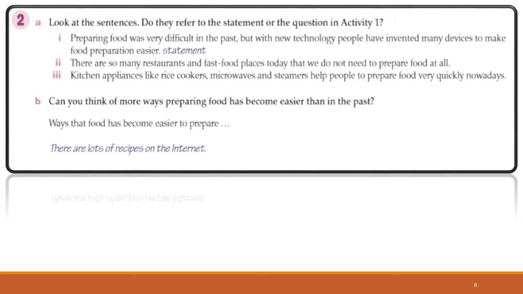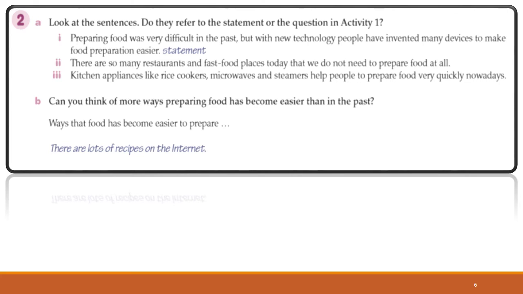I have here another example. Preparing food was very difficult in the past, but with this new technology, people have invented many devices, machines, appliances, to make food preparation easier. This one is a statement because of many reasons. It starts with a verb with ing, preparing food. It was very difficult in the past, but now it becomes easier. Why? Because of technology and people invented new machines. So this is a statement and ends with a full stop.